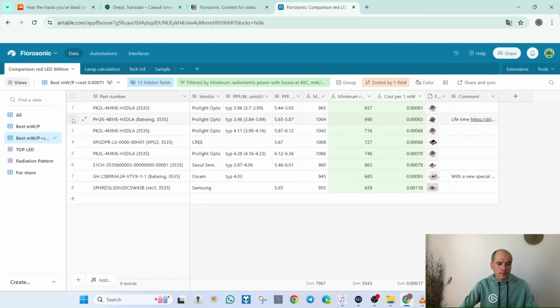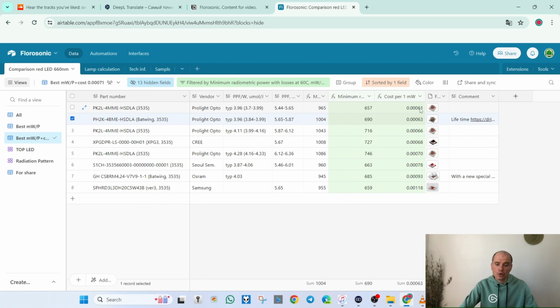I chose this Prolight LED for my lamp. Yes, it is not the most efficient, but it has two important advantages. It is the second cheapest and it has a specially shaped primary lens that spreads the light more homogeneously over the plants. These lenses are called batwing.